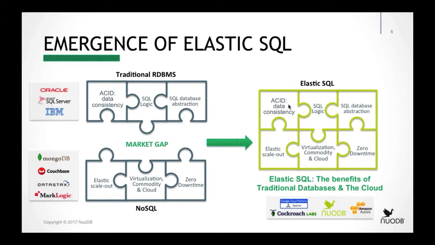So we've coined this term of Elastic SQL, which we believe bridges an existing market gap. There are traditional databases like Oracle, SQL Server, and IBM that provide ACID, transactions, SQL logic, and data durability. And then the NoSQL world, where Mongo and Cassandra and the others provide scale out, virtualization, zero downtime, and better availability for specific environments. But the combination of both of those is a market gap that we address.